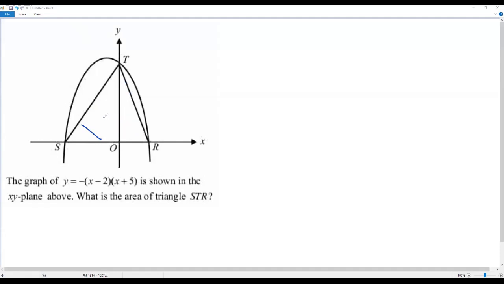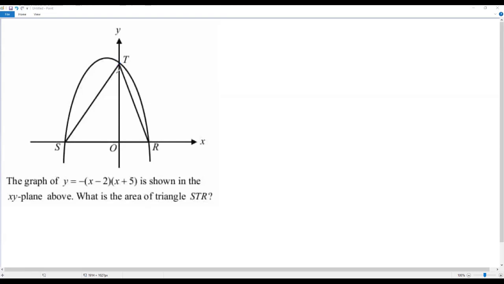When I consider the vertices of the triangle STR, the two vertices S and R are the x-intercepts of the parabola, because the parabola intersects the x-axis at the points S and R, and the third vertex of the triangle, T, is the y-intercept of the parabola, because the parabola intersects the y-axis at T.